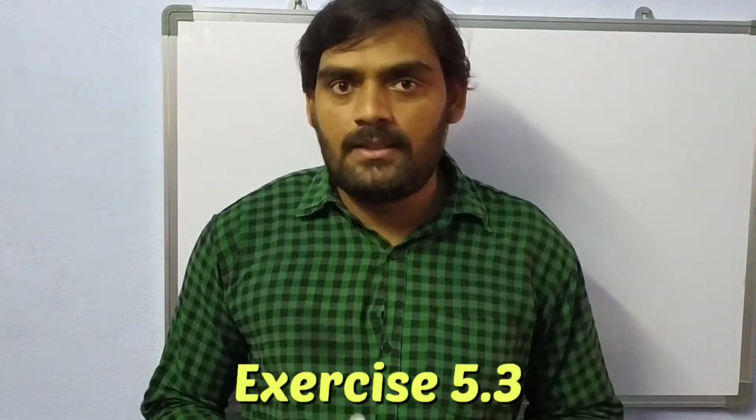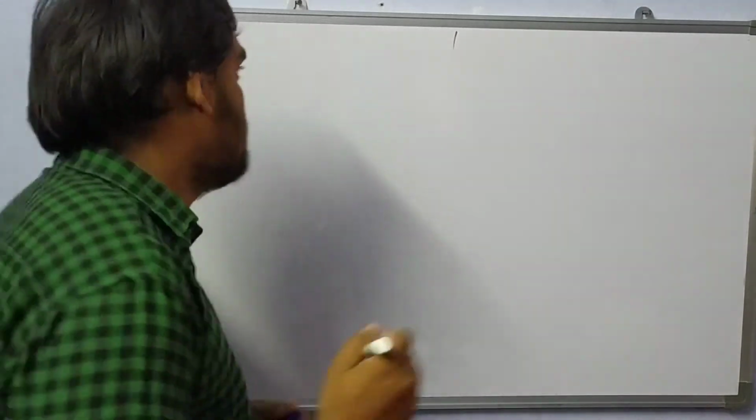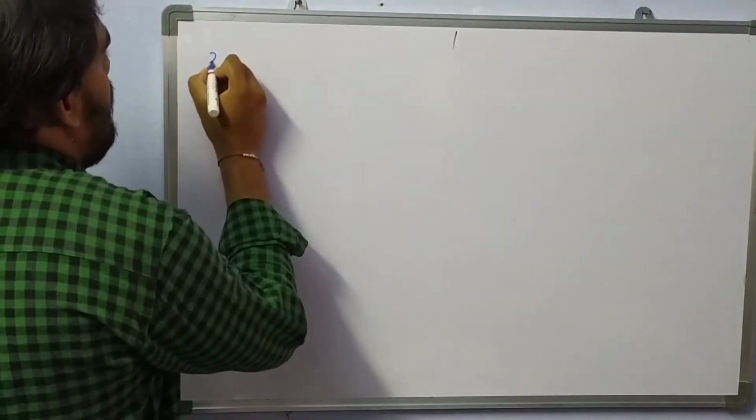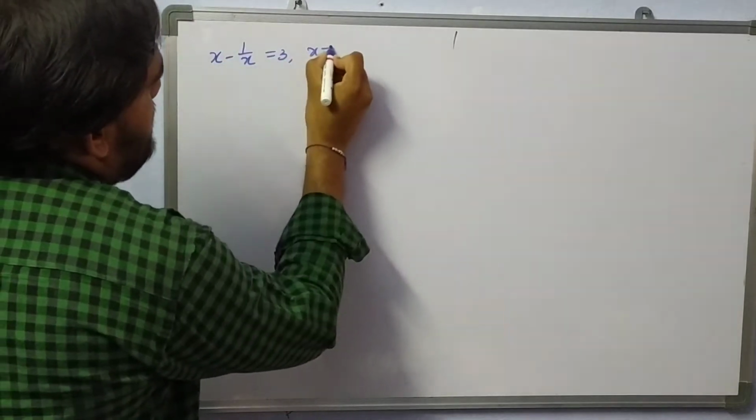Exercise 5.3, in that third problem. That is, find the roots of the following equations. In that, the first problem is x minus 1 by x is equal to 3, where x is not equal to 0.